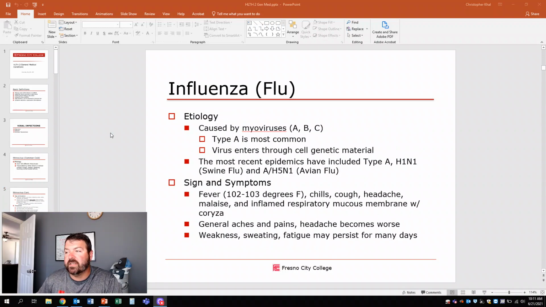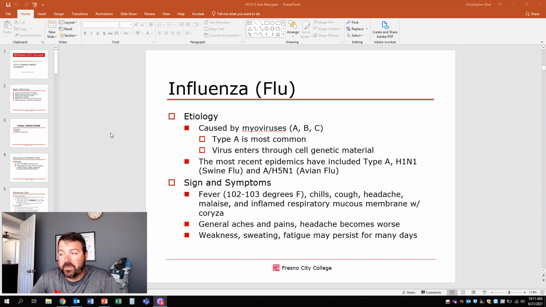All right, influenza. So influenza is the flu. Okay, the full name is influenza. It's caused by the myxovirus A, B, and C. Okay, type A is most common. Virus enters through the cell genetic material. Other epidemics that we have come in contact with for type A is H1N1, which is the swine flu. And then there's the avian flu, which I'm actually not too knowledgeable about. I don't think it was too common in the U.S. Don't quote me on that one.